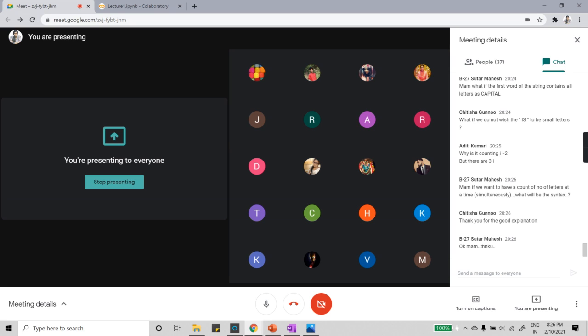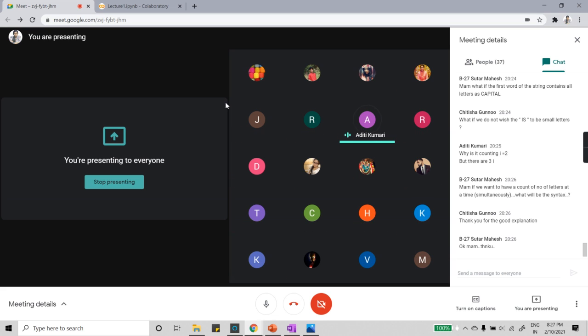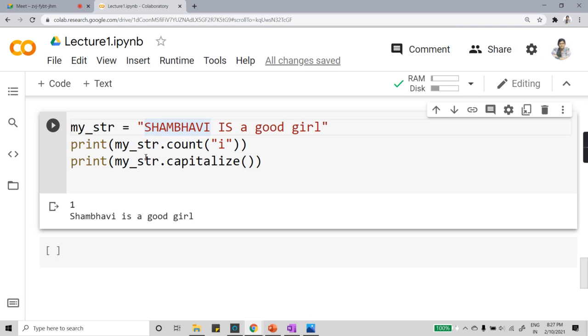Next question is, why is it counting i as 1, but there are 3 i's? Aditi, you are asking from the previous question. Just look here that I have written this i in small letters, right? But the rest of the i's are present in capital letters, so it will not count those. It will only count the small i.